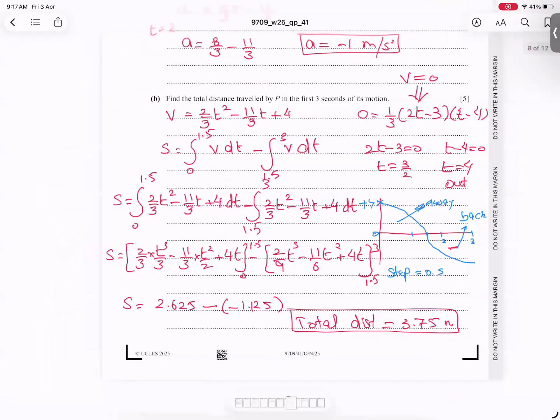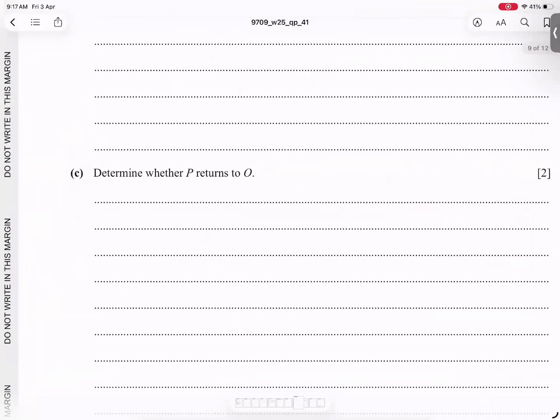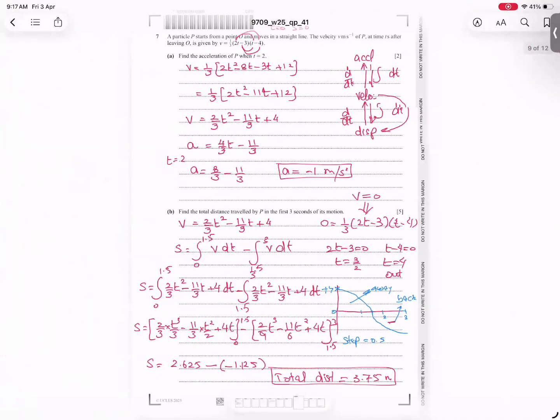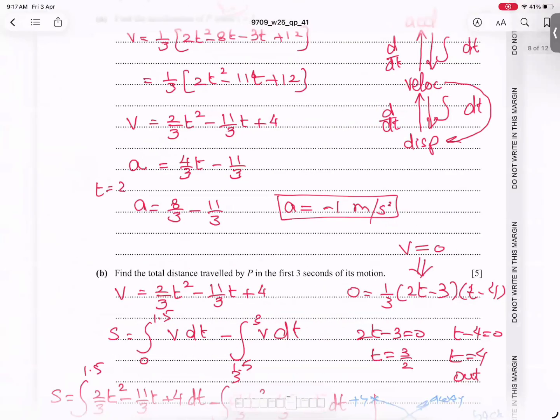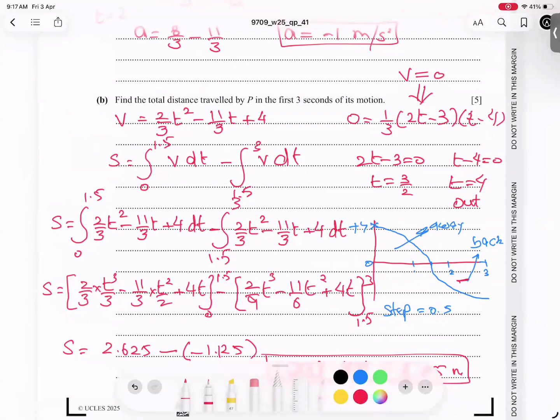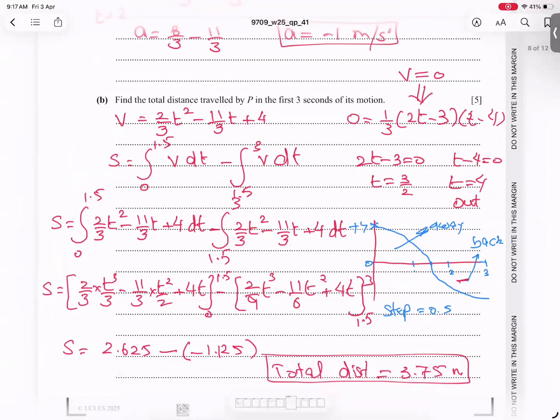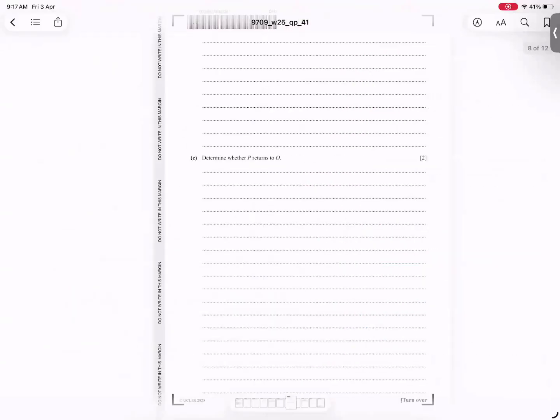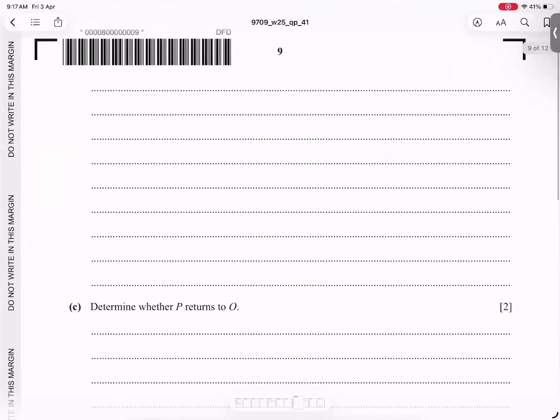And we have another part of this question: determine whether P returns to O or not. For that reason, we have to concentrate on displacement. Students, what is the technique? This displacement I need. Copy, and I'm going to the next page. So get ready for this part.